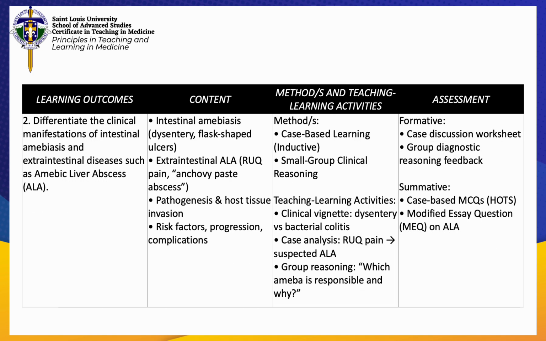The second outcome transitions from recall to early clinical reasoning. The students must differentiate classic intestinal amoebiasis from extraintestinal disease, particularly amoebic liver abscess. Key clinical features include dysentery, flask-shaped ulcers, right upper quadrant pain, and the characteristic anchovy paste abscess. This is delivered through case-based learning and small group clinical reasoning. The students analyze vignettes comparing amoebiasis with bacterial colitis and work through diagnostic thinking.